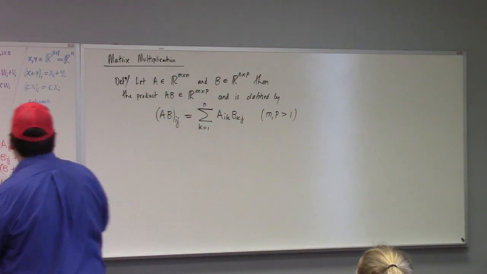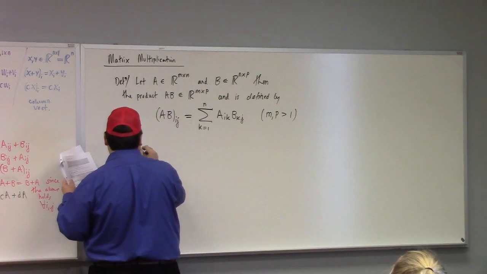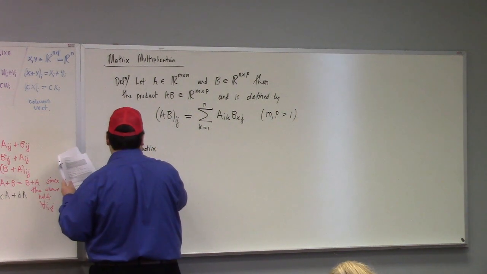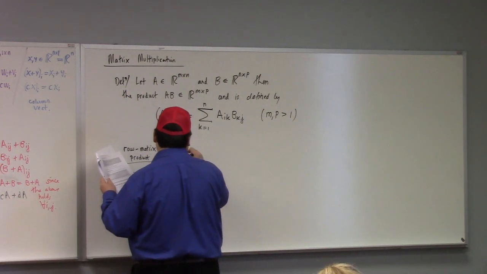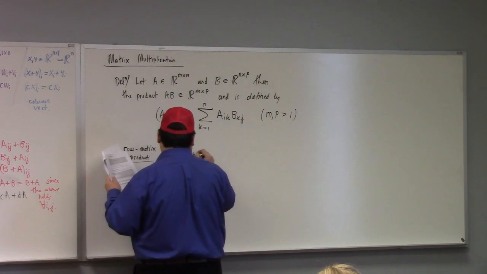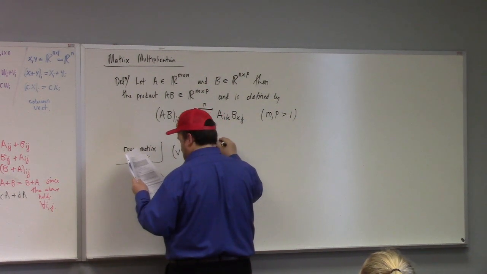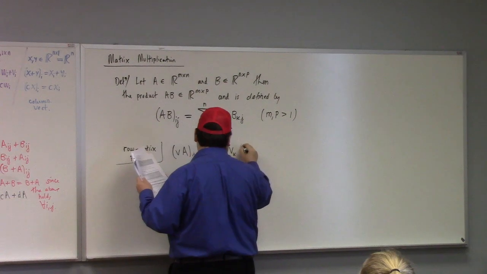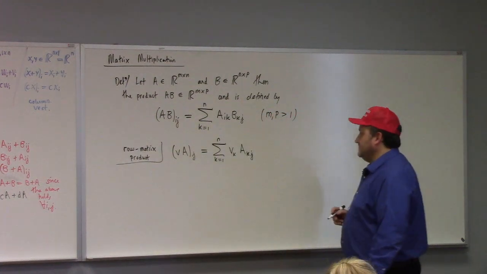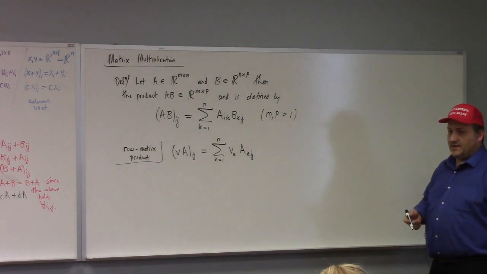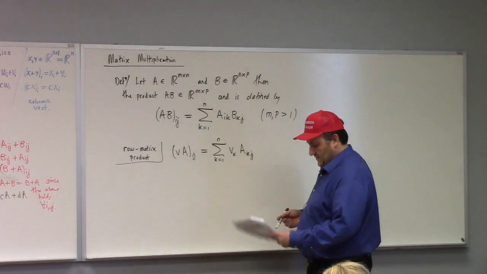On the other hand, if I have what we'll call a row matrix product, we can write the formula: V times A, the jth component of it, is equal to the sum from k equals 1 to n of v_k a_kj. So you notice there's no i component here.